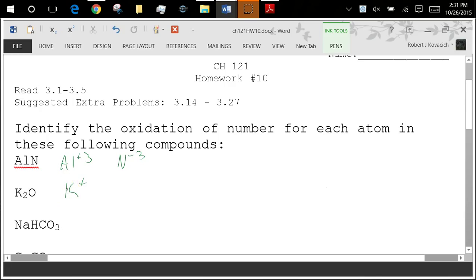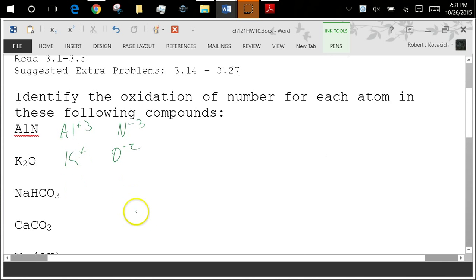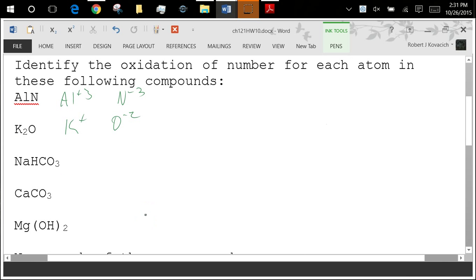Why not? Because oxygen's not always the same. Because oxygen's not always -2, just almost always. And the next? Sodium. How come? Group 1 metal, it's always +1. H?